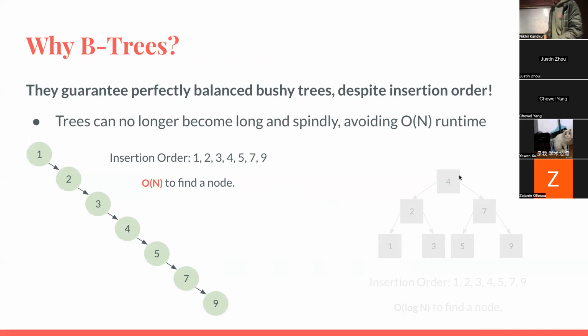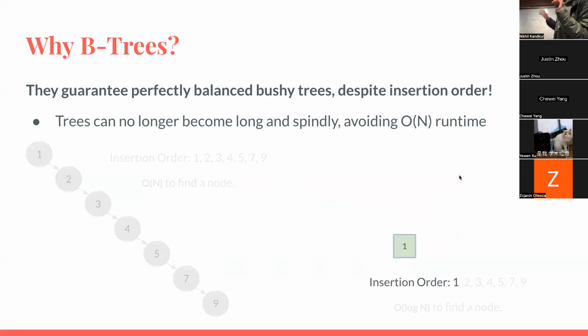Well, what if we did the same insertion order but in a B tree? Let's start at 1. It's just going to be the root. Let's insert 2. It goes there. Let's insert 3. Once again, it goes into the leaf node. Oh, it's overstuffed. So we select the middle item and then shoot it up, right? And then we connect them back into this tree. And then let's continue our insert.